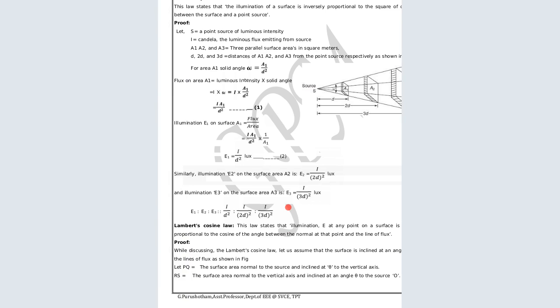So for the area A1, the solid angle omega is A1 over D squared. The flux on area A1 is the luminous intensity times the solid angle. The luminous intensity is represented by I, and the solid angle is represented by omega, which is the area over the distance squared, in square meters. So the flux is I times A1 over D squared. We are dealing with the first square.